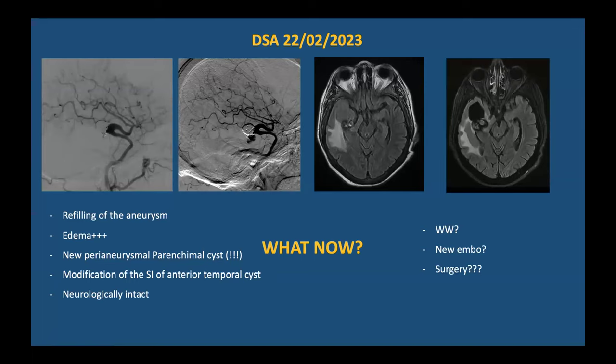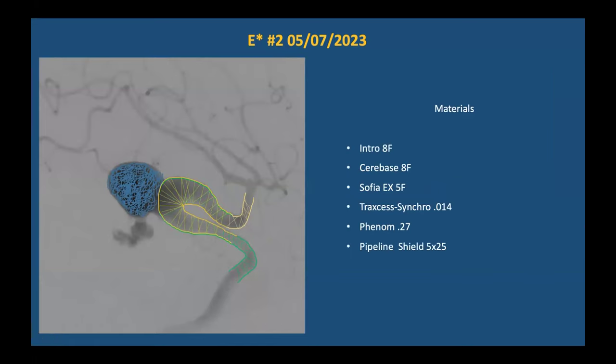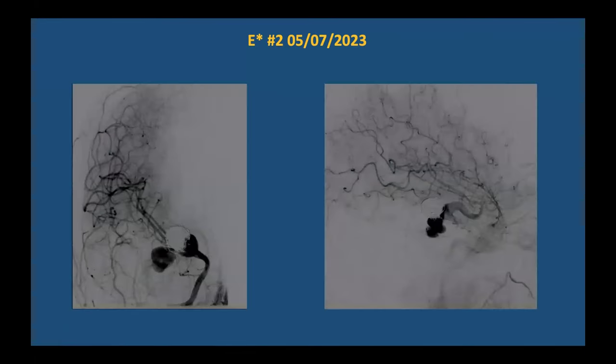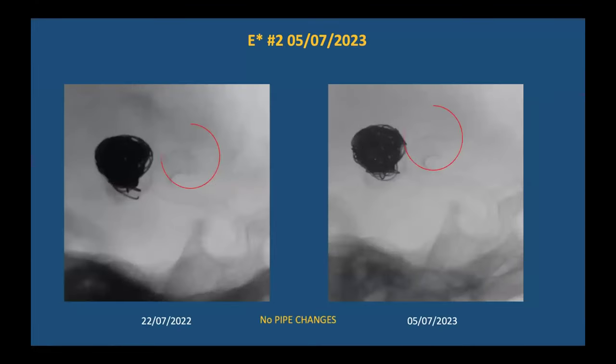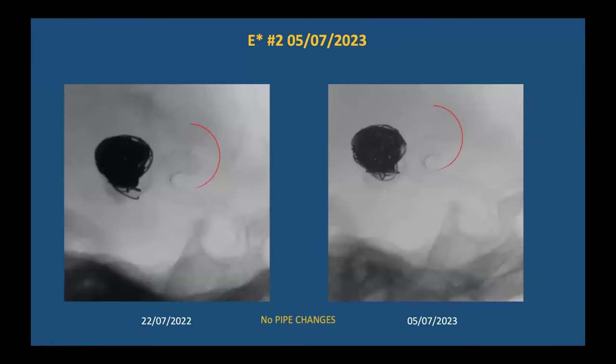We discussed among us, I don't know what's your opinion, but we decided to go for a second embolization, and of course what can we do now? The only thing we can do is to put another pipeline, maybe a longer one or a better one. So these are the materials that we chose, and that's the second procedure. What I wanted to show is, I don't know why it's not there. Maybe it's there. So the pipeline didn't change between these two.